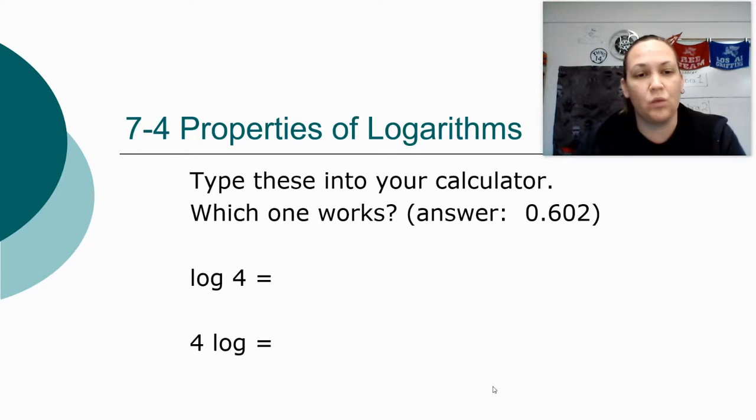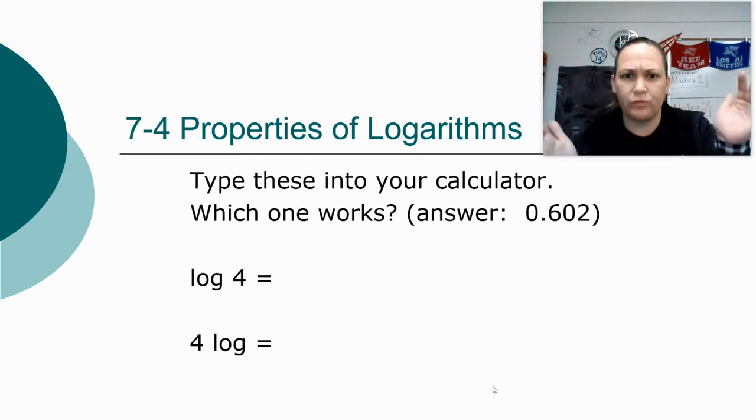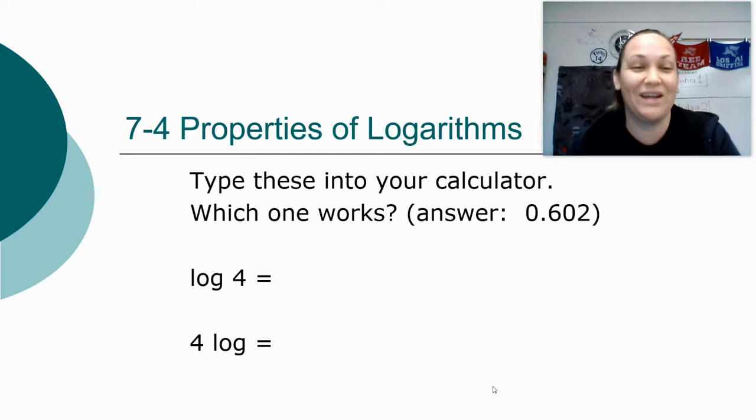There are going to be problems where you won't be able to figure it out by just finding a common base, and that's where our calculators will come in handy. So what I'd like you to do right now is take out whatever calculator you're going to be using and try these two problems on your calculator and see which one works. If it gives you an answer of 0.602, and that's shorter, right? It's going to take up the whole calculator screen. But if it gives you that answer, then that one works. The other one is going to give you an error or something like that.